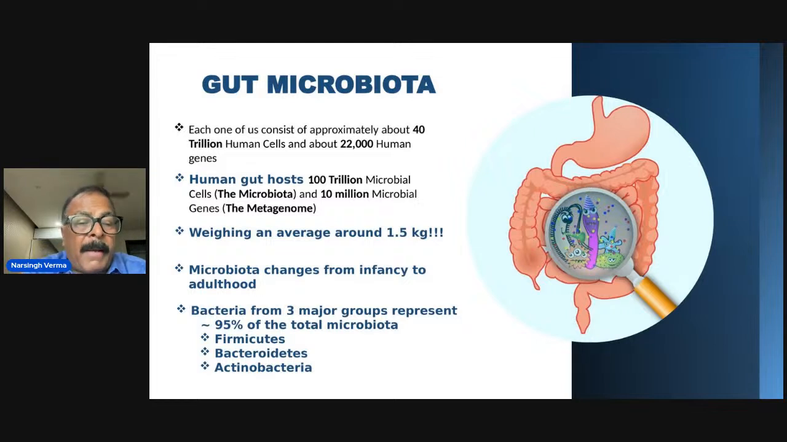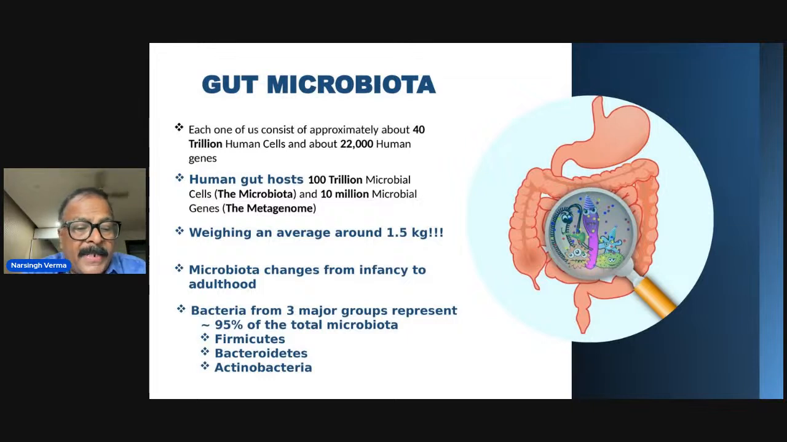And 10 million microbial genes, versus 22,000 human genes, the microbiota genes are called the metagenome. So our genome is smaller than the metagenome. So the metagenome becomes very, very important. The microbiota weigh an average of around 1.5 kg. About 1.5 kg of bacteria are present in our gut.